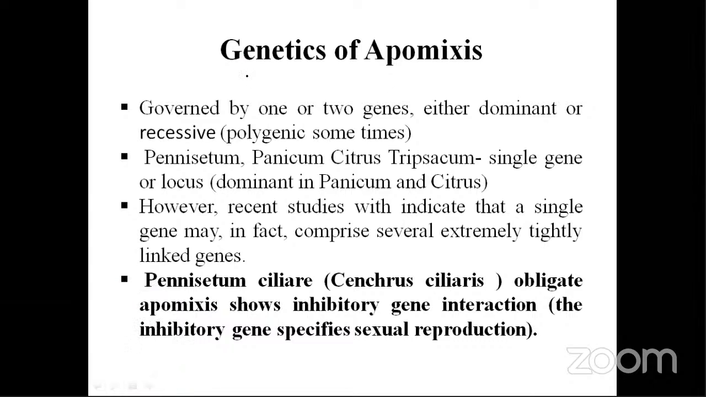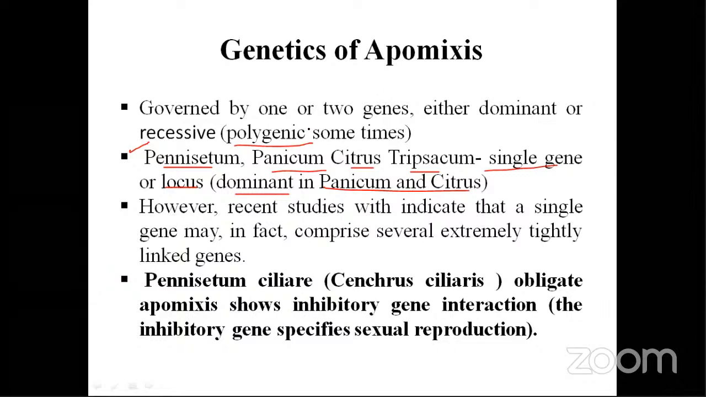In genetics of apomixis, the process is governed by one or more than one gene. In most cases it is governed by one or two genes, which means it is a major gene, either dominant or recessive in nature. But sometimes it is polygenic also. In Pennisetum, Panicum, Citrus and Tripsacum, which are famous examples, you can find a single gene locus governing the trait. In Panicum and Citrus, you can find dominant gene action directly.